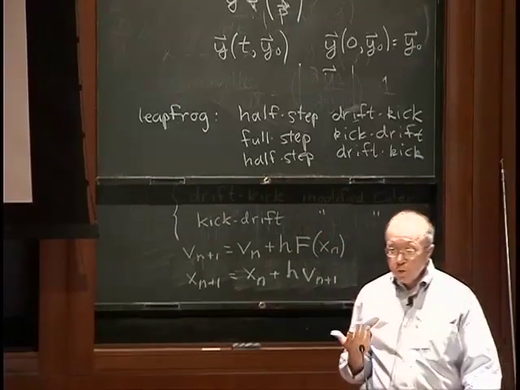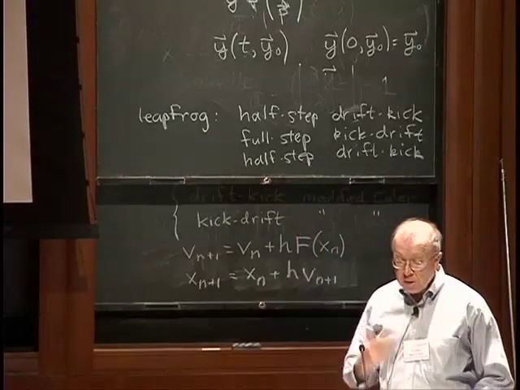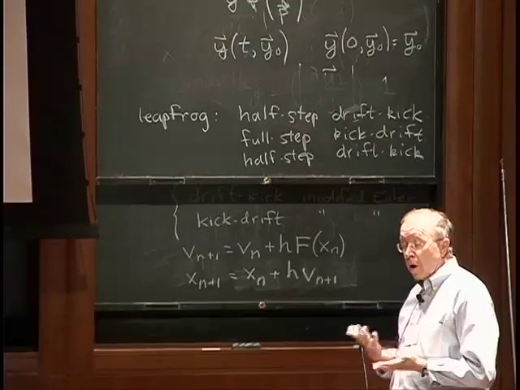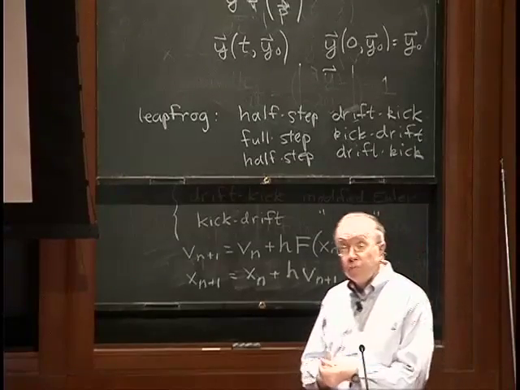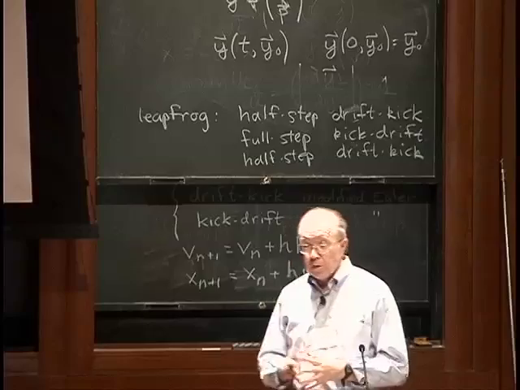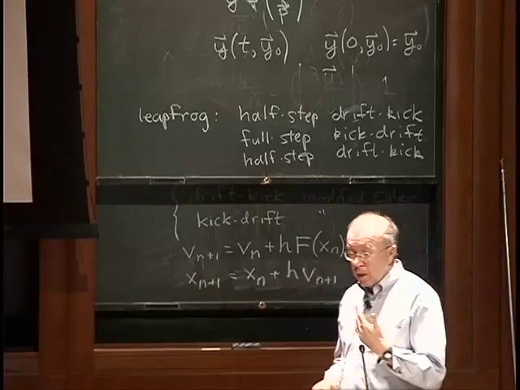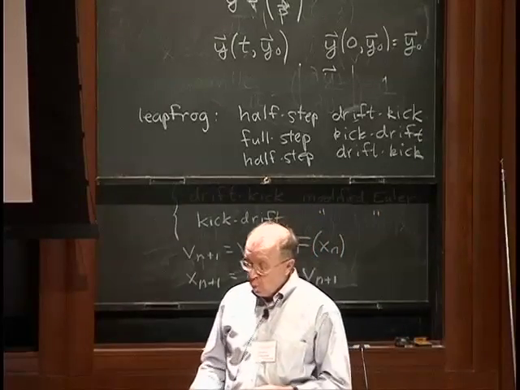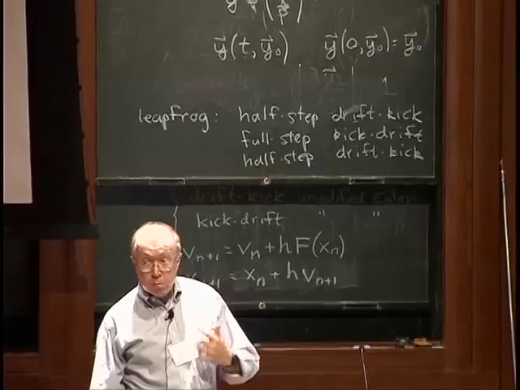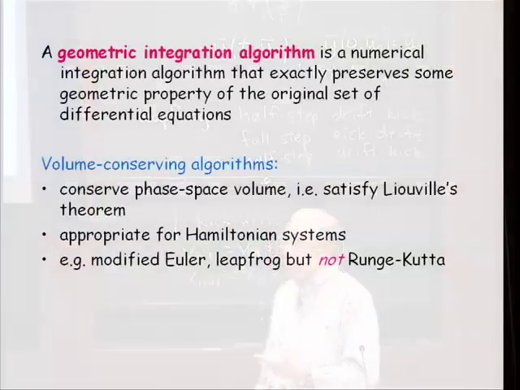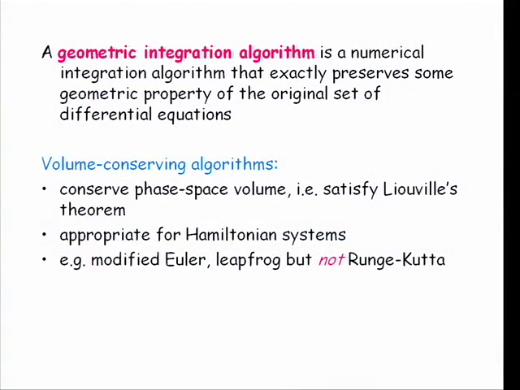So we've shown that Leapfrog satisfies the same geometric property as both flavors of modified Euler. It satisfies Liouville's theorem, and that's the basic reason why it behaves so well. The reason that Runge-Kutta doesn't behave so well and that regular Euler doesn't is that they don't satisfy Liouville's theorem.